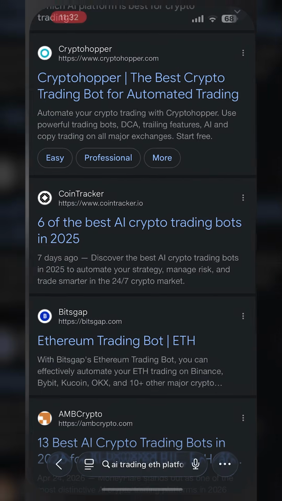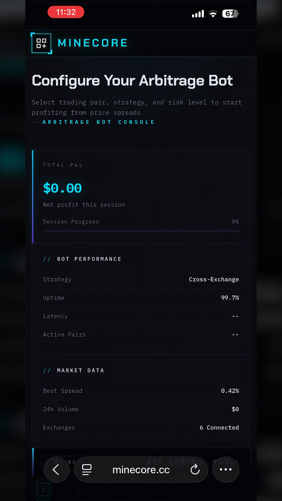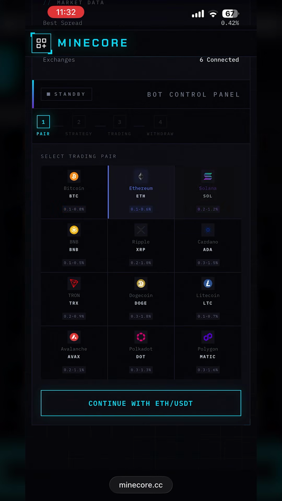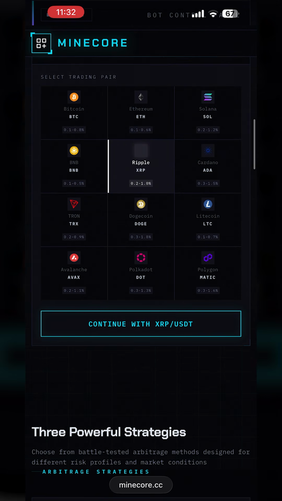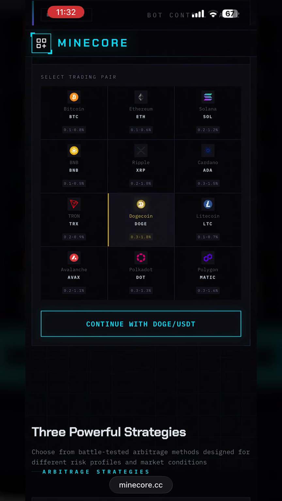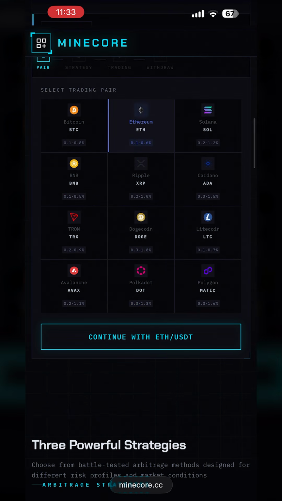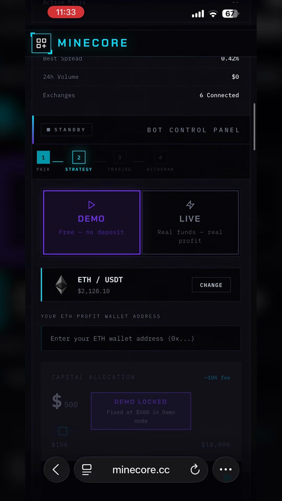So the platform's loaded up right now. I tap into Launch Bot here. Okay, that's open. First field is trading pair, and the reason the asset list is this long is because the system is running simultaneously across different exchanges, so the available coins naturally reflect that whole coverage footprint. I choose ETH. Strong cross-exchange volume, decent spread variance, makes for a clean environment for what I'm trying to show.